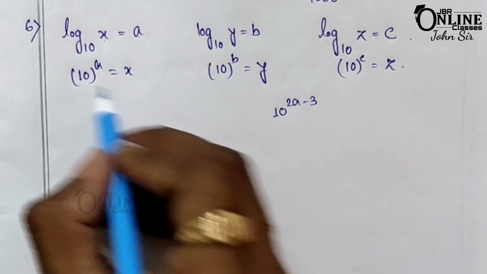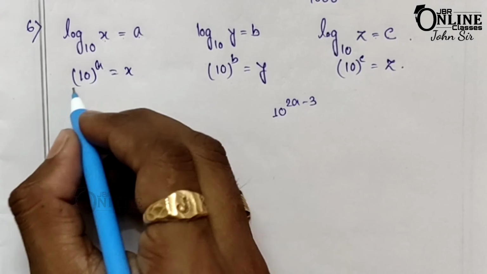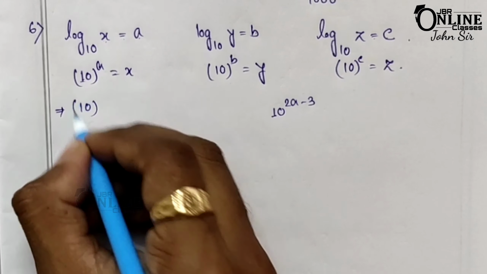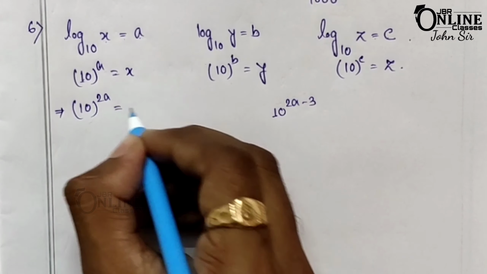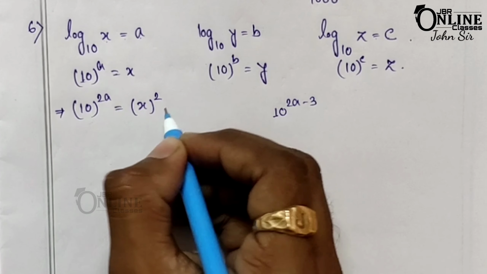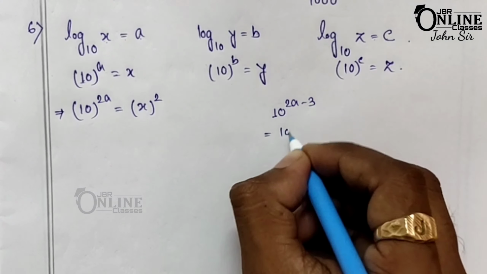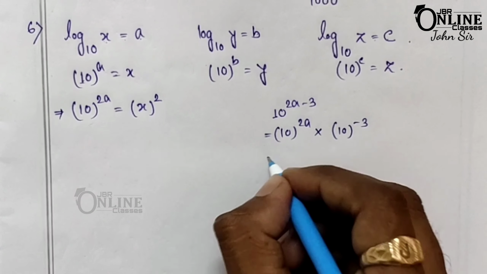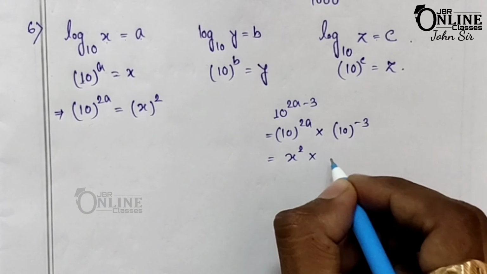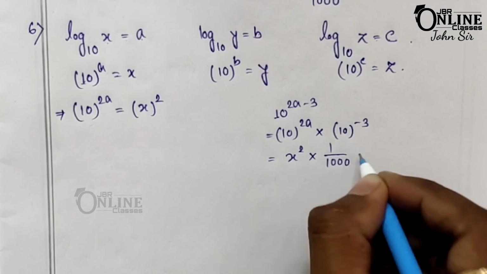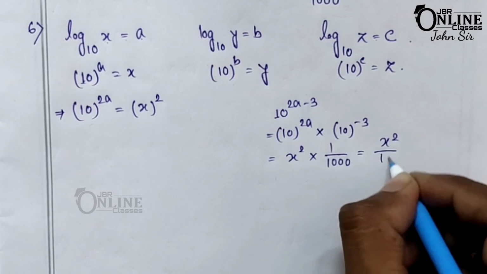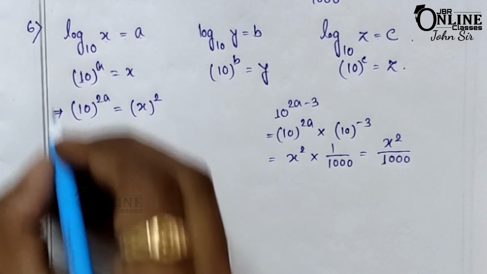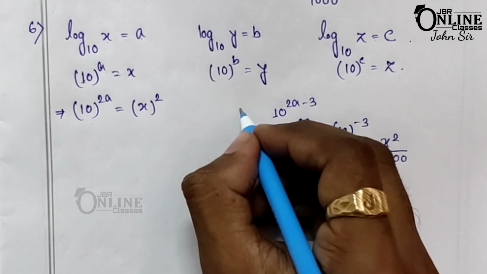Now first one, you have to convert 10 to the power 2a minus 3 in terms of x. Here 10 to the power a equal to x, so if you want 10 to the power 2a, square both sides: 10 to the power 2a equal to x square. And 10 to the power 2a into 10 to the power minus 3 will be x square into 1 by 1000. Sorry, x square by 1000. That is the first one.